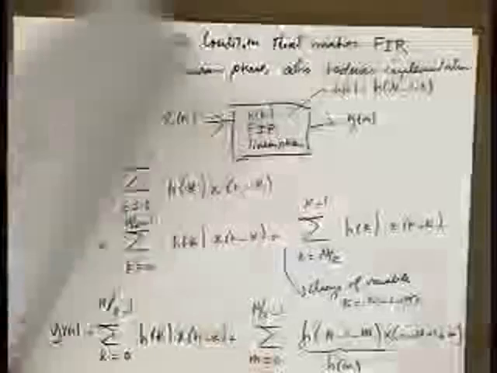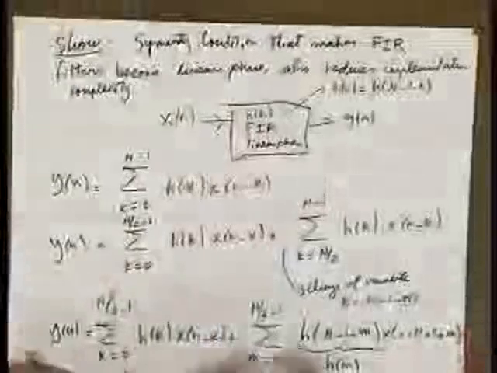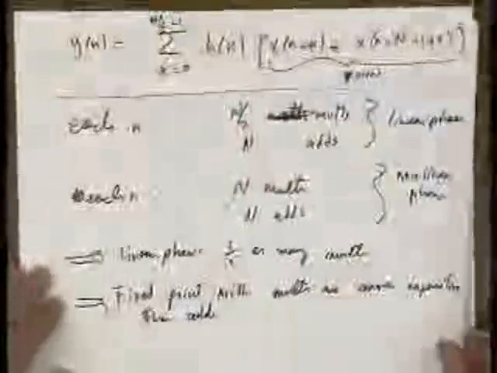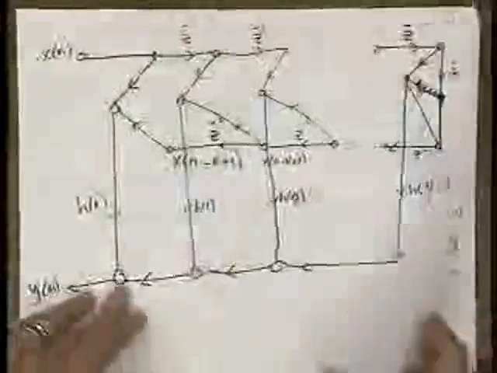And then we sort of reversed, and we ended up showing that, look, if you have linear phase filters like that, the convolution process becomes half as expensive. In particular, we end up having half as many multiplies, and this is the flow graph that we end up getting.